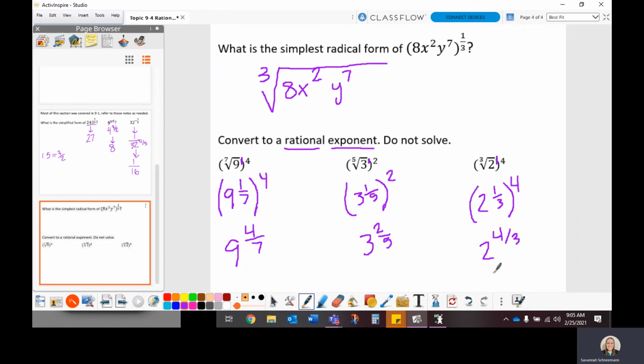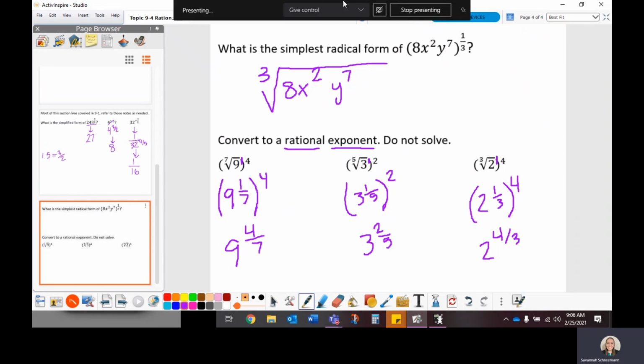Now that each of these are converted to a proper rational exponent, we could plug this into the calculator and solve if they asked. Since they did not, we're just going to leave it in this form. That is going to be it for today. If y'all have any questions, please let us know. Otherwise, have a great day.